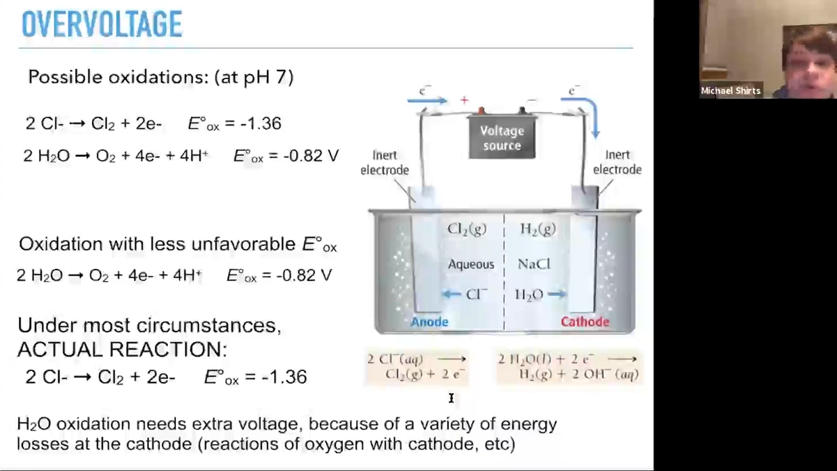So this is the end of the segment where we've looked at defining electrolysis and solved some of the problems that commonly occur, which is if you have some mixture and you apply a voltage, what is the reaction that's going to occur?